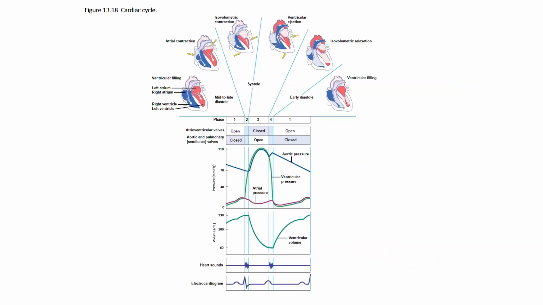Now phase 4 and phase 1 are going to correspond with diastole. Phase 2 and phase 3 are going to correspond with systole. Okay, so phase 4 and 1, in that order, is diastole, whereas phase 2 and 3 is systole.